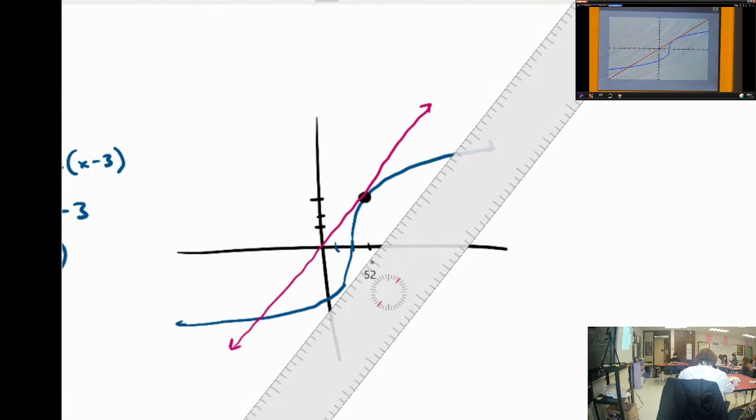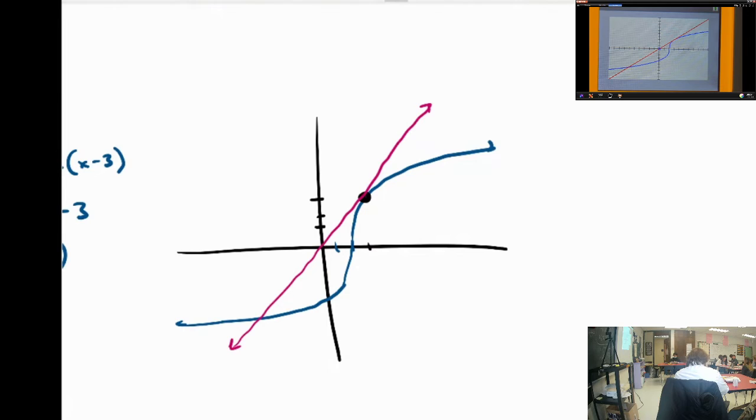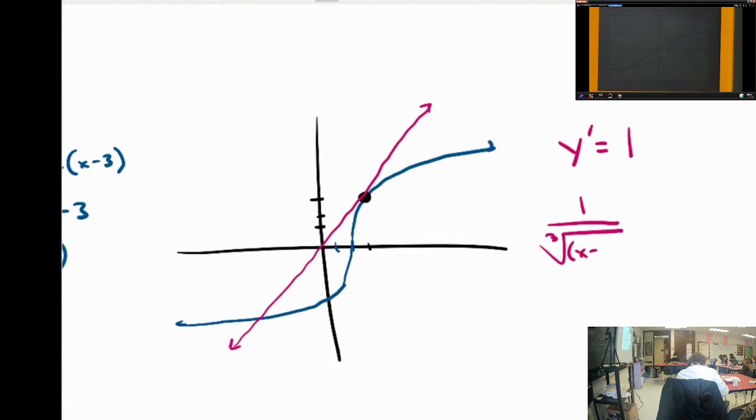Because basically here's the thing we're trying to solve. We need the derivative, we need y prime to equal 1. Because we're looking for where the slope of the original graph is 1. And y prime is the slope of the original graph. Not only that, we have a pretty easy formula for it. We're looking for when 1 over the cube root of x minus 2 squared would equal 1.